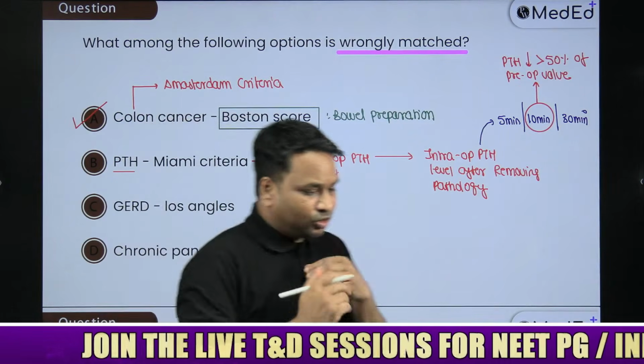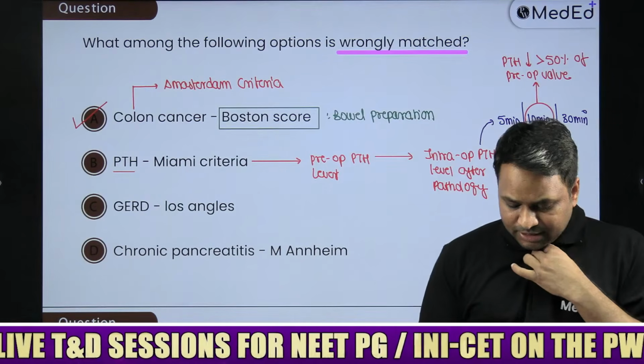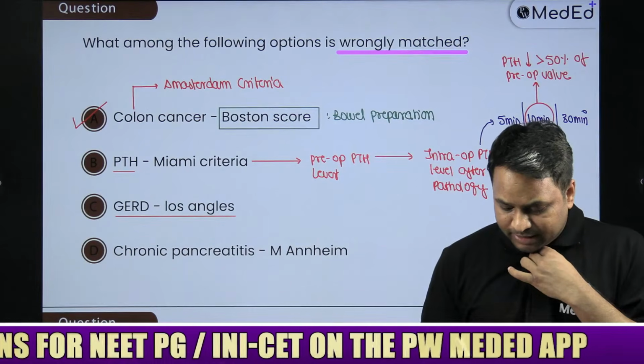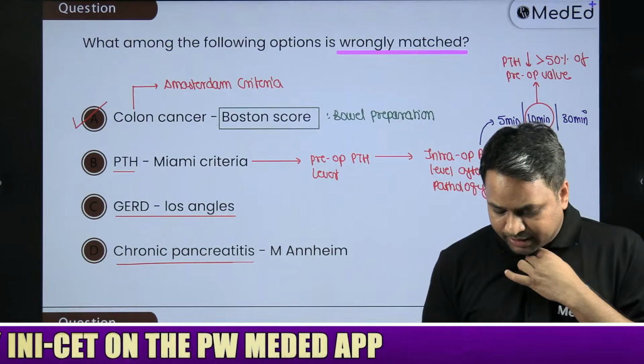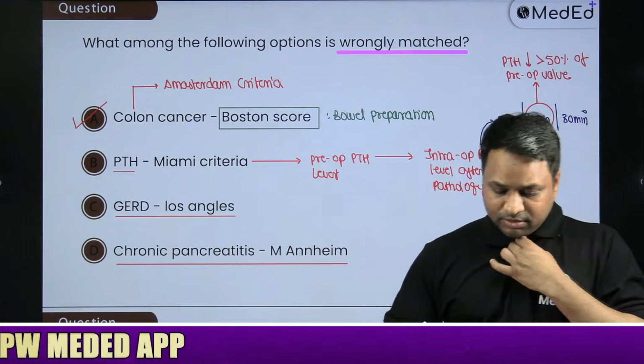For GERD, it is the Los Angeles criteria, which is also correct. For chronic pancreatitis, it's M-ANNHEIM, which is also correct. Okay? So answer here is A for Ahmedabad.